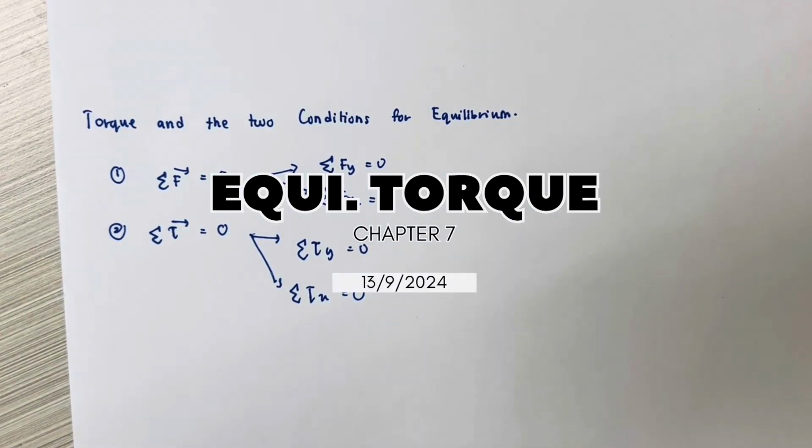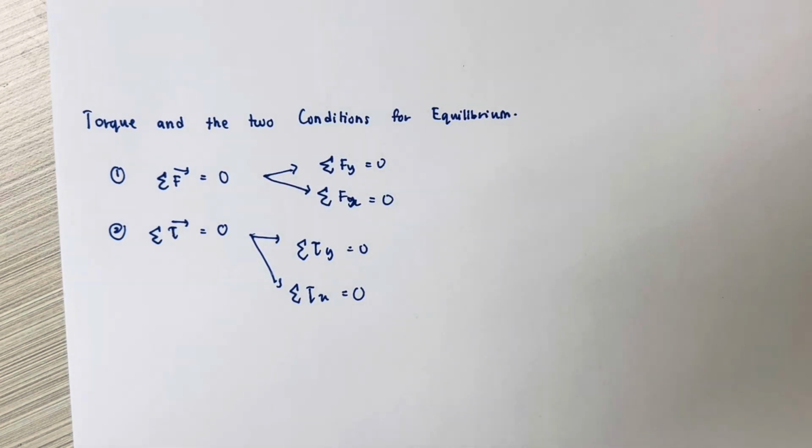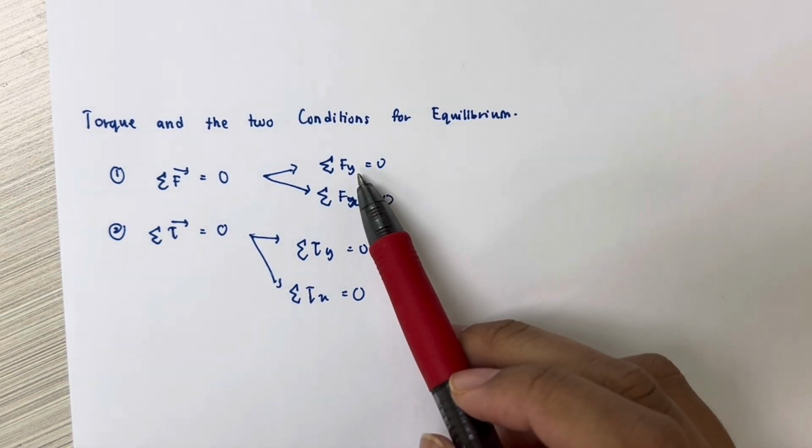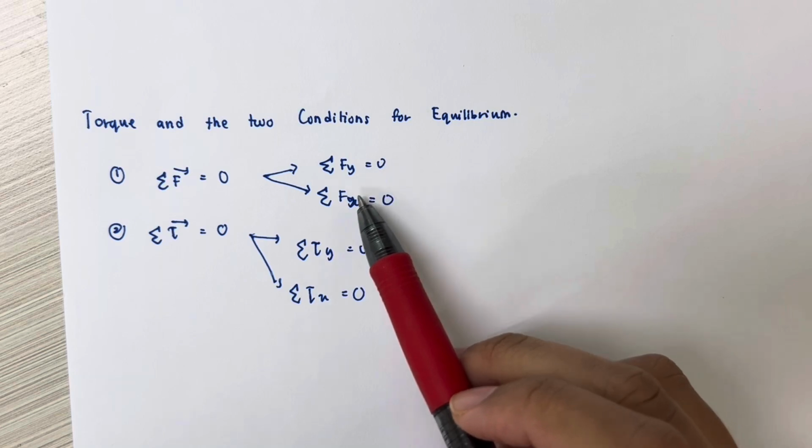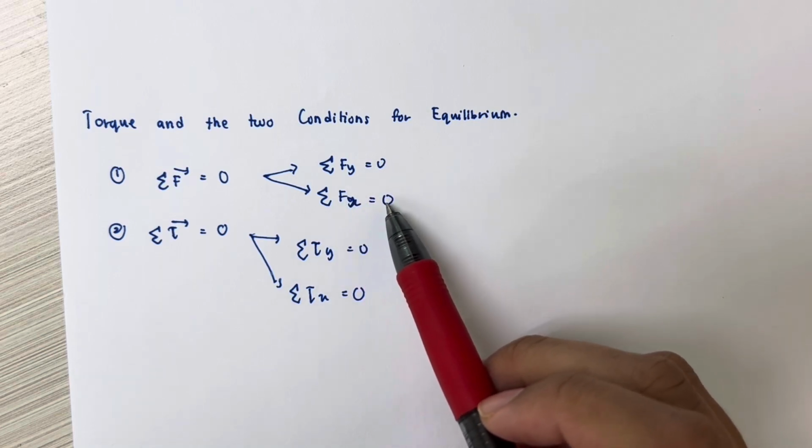Okay, same as what we already learned in force. Torque also has an equilibrium, but it comes with two conditions. First condition is that all external force must be equal to 0. That means your total Fy will be equal to 0 and total Fx will be equal to 0.